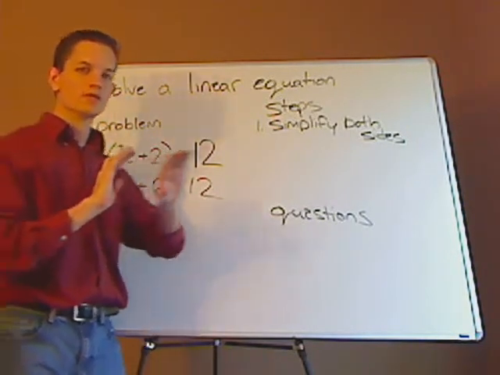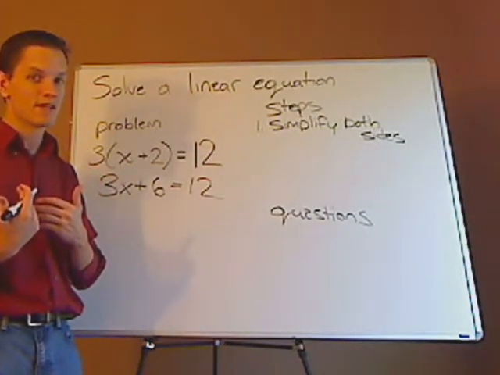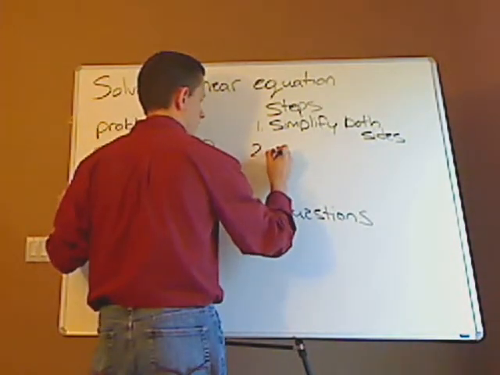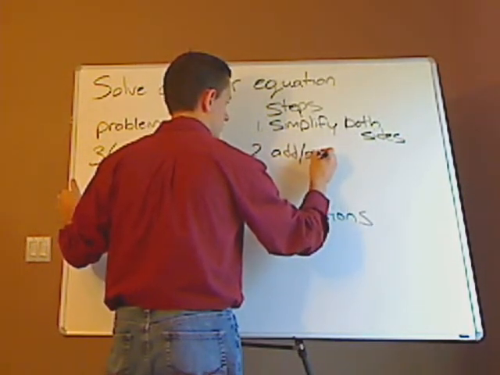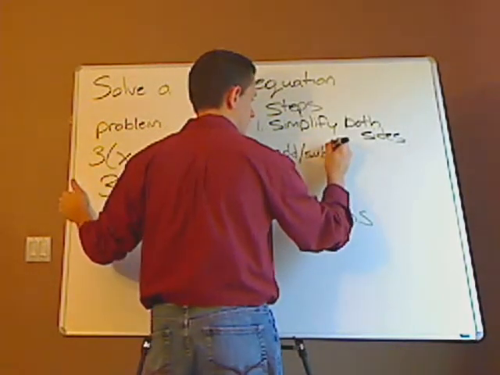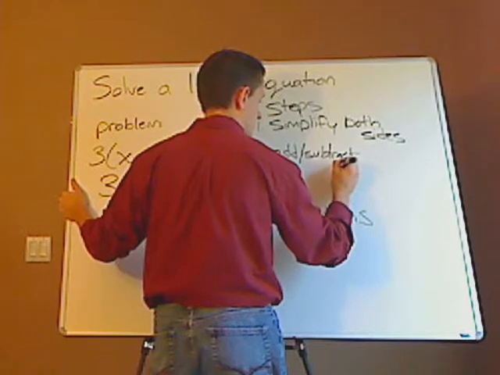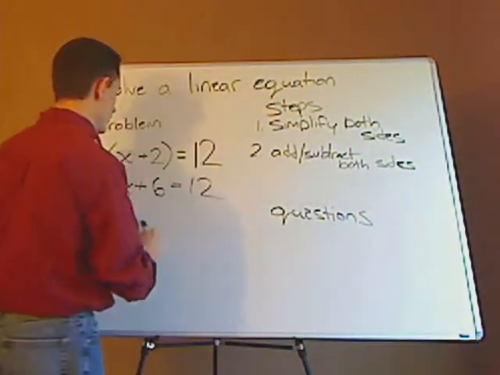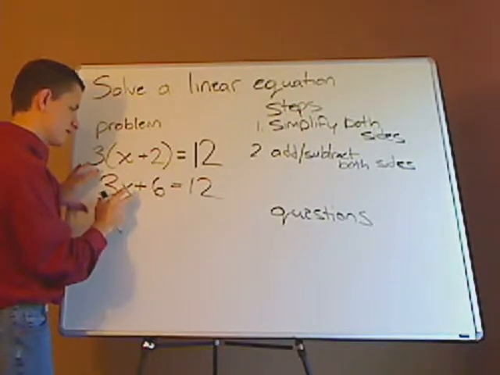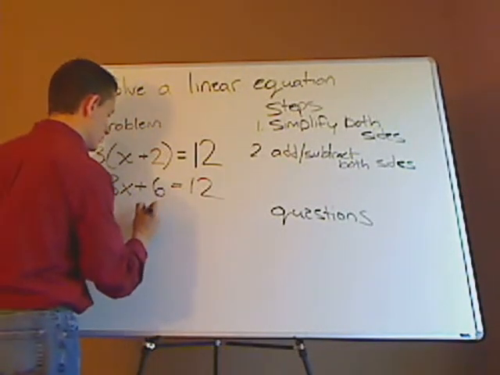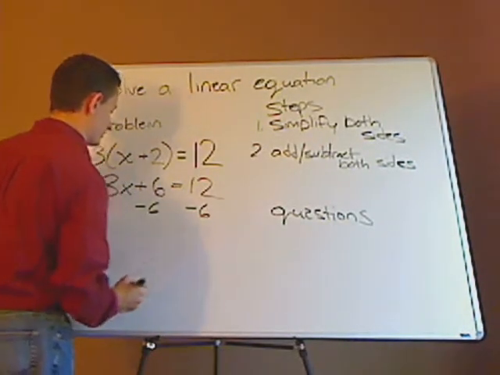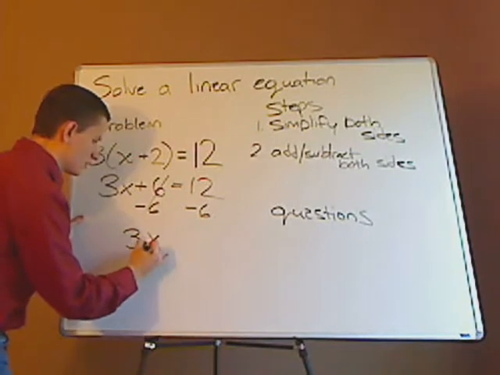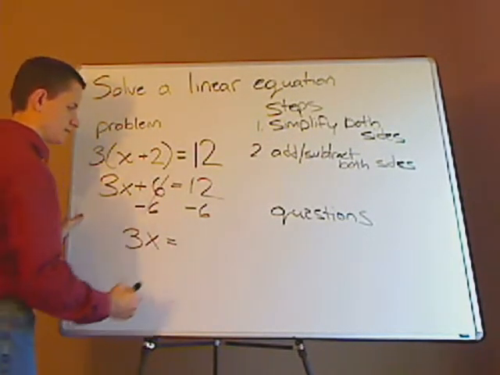Next, you want to move all your variables to one side and move all your constants, everything that doesn't have an x, to the other side. So step 2, add, subtract, and that's subtract. Sorry, maybe I should write that. Subtract both sides. So I want to get rid of this 6 because I'm going to put all my variables on the left side. So I'm going to subtract both sides by 6. When I do that, this cancels out, right? 0. 3x plus 0 is just 3x. And then 12 minus 6 is 6.